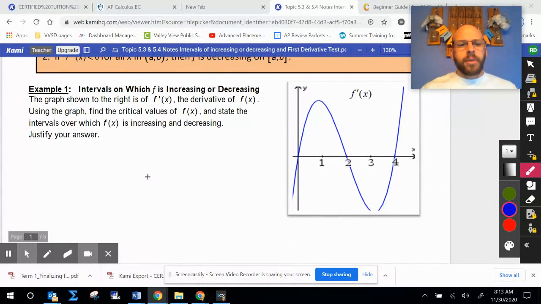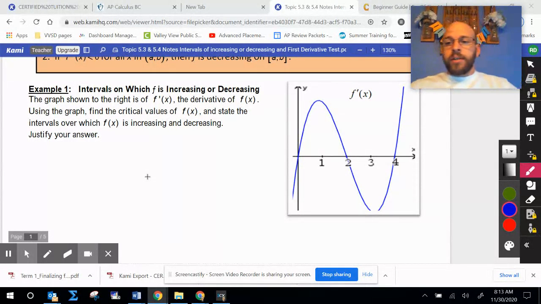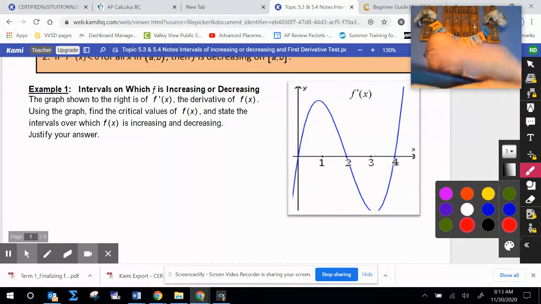So just to start basic, I have a graph here of f prime. Now, it's very important whenever I give you a graph, you always need to take a look at what that graph is of.